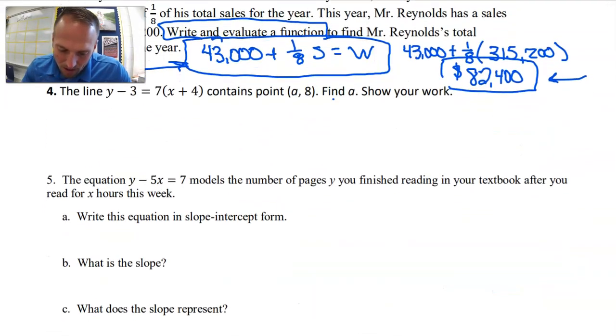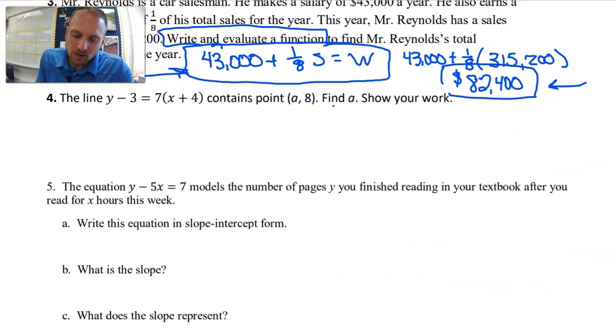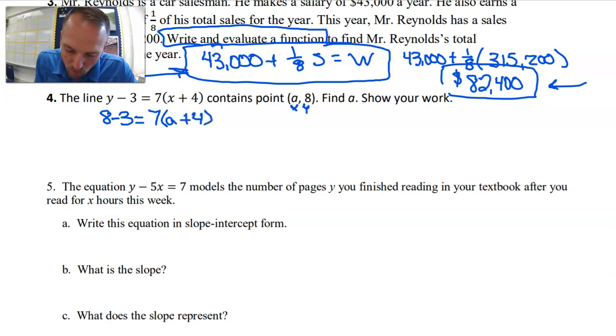Okay. Number 4, the line y minus 3 equals 7 times x plus 4 contains the point A, 8. Find A and show your work. Well, A is our x value, 8 is our y value. So if we just sub those points back in here, the 8 is y. So this is going to be 8 minus 3 equals 7 times the x value we said was actually going to be A plus 4.